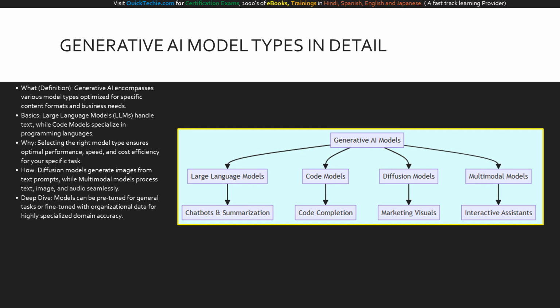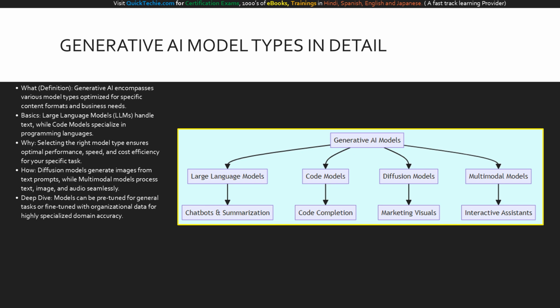Let us go deeper into the types of generative AI models on slide 5. What are they? Generative AI is not a single model, but a family of model types optimized for different content formats. The basics include large language models, or LLMs, which master natural language, and code models, which are specifically trained on programming languages to assist developers.